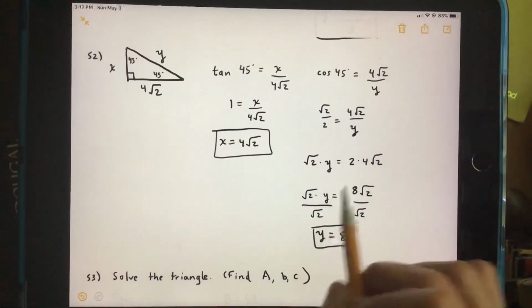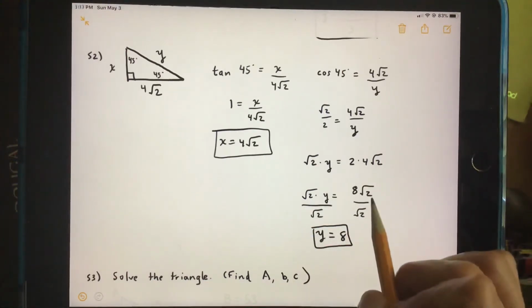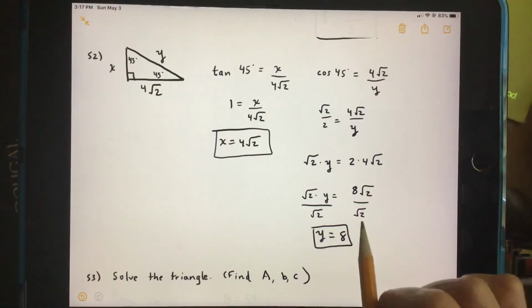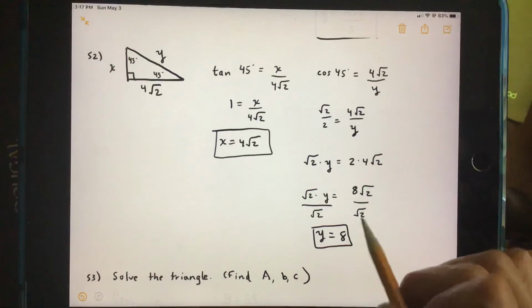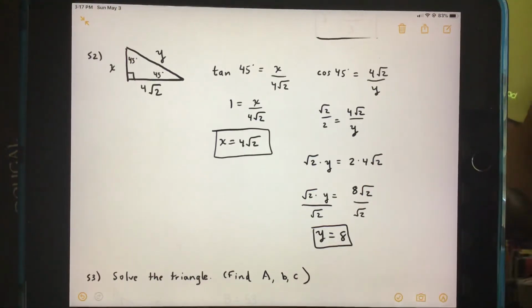Square root of 2 times y I'll copy. 2 times 4 is 8 times radical 2. Dividing both sides by radical 2, those radical 2's cancel out, leaving me with y. These radical 2's cancel out, leaving me with 8, so y is 8. That's the length of my hypotenuse exactly.